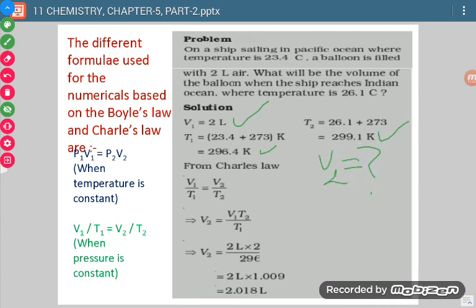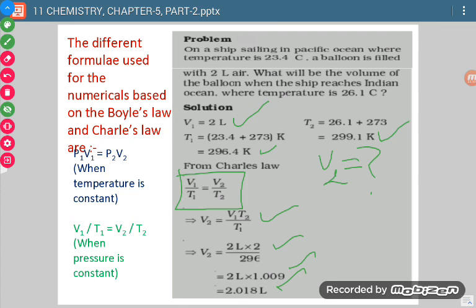So pressure is kept constant. Nothing is said about pressure. When nothing is said about a particular physical quantity, then that physical quantity is constant. So here pressure is constant. So it means Charles' law is applicable. Okay. Now V2 will be calculated by using this formula, and when we put the values, we are going to get the volume value as 2.018 liter.